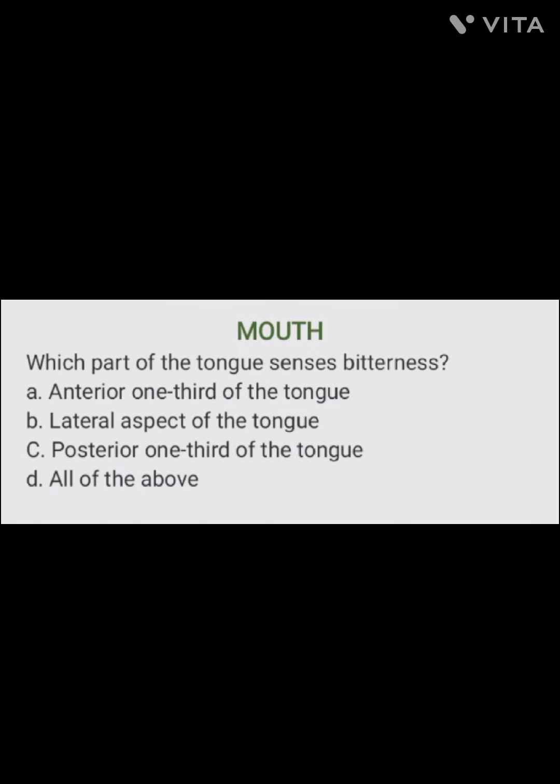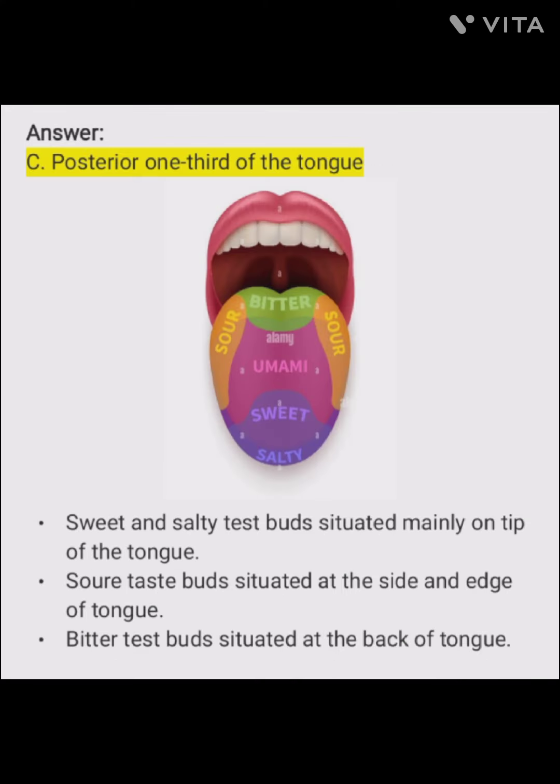Next we will see one MCQ. Which part of the tongue senses bitterness? A. Anterior 1/3 of the tongue, B. lateral aspect of the tongue, C. posterior 1/3 of the tongue, D. All the above. And the answer is C, posterior 1/3 of the tongue.